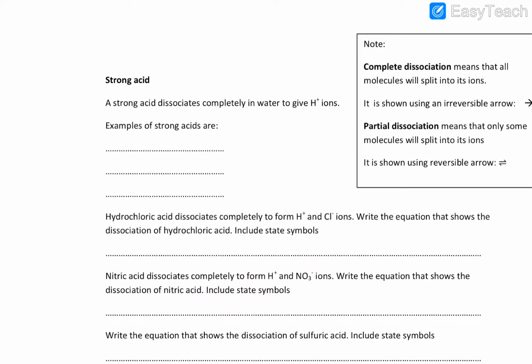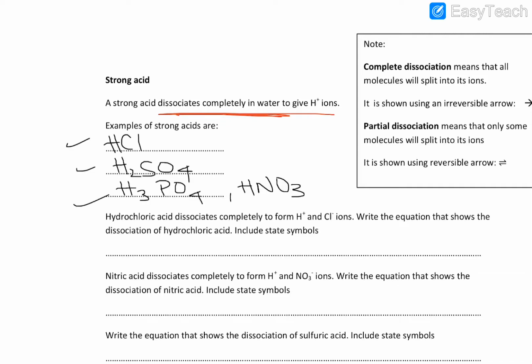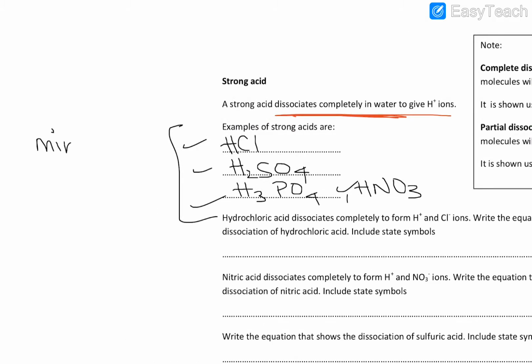So a strong acid dissociates completely to give H plus ions. Examples of strong acids. I've given the formula, you write the names. So hydrochloric acid, sulfuric acid, phosphoric acid, nitric acid, these are strong acids, and these are usually called mineral acids. And this is what we usually use in the lab.